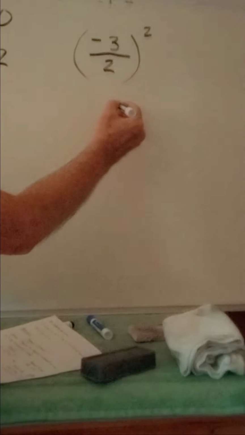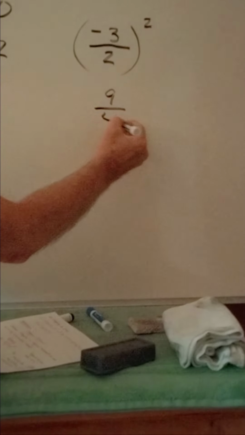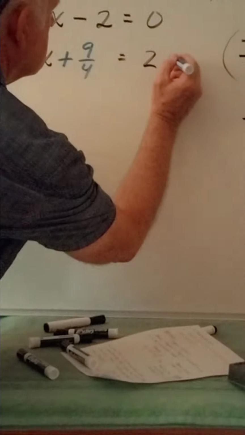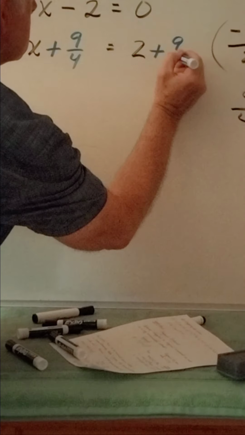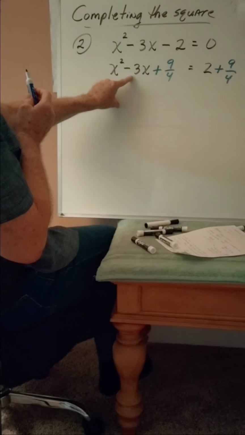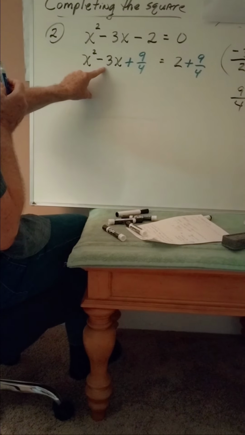Negative 3 squared is 9 over 2 squared, which is 4. So we've got a positive 9/4. We just added 9/4 to the left. We have to add 9/4 to the right. Example, this trinomial right here, on the surface looks so cumbersome to factor. But it's not.